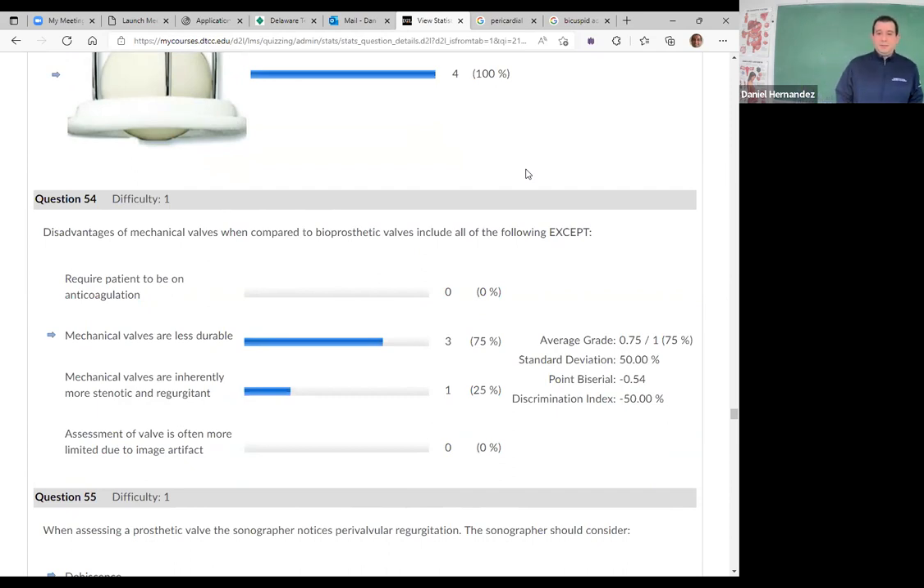Disadvantages of mechanical valves when compared to bioprosthetic valves include all the following except. So the only one that's incorrect is that mechanical valves are less durable. Mechanical valves are more durable.